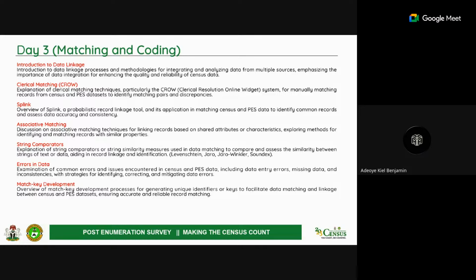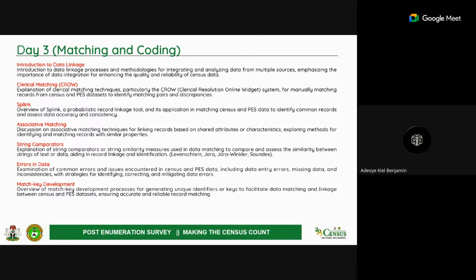The way somebody will spell Adam is different from the way I will spell Adam. They may put an E behind Adam. That is the way it sounds to them, right? So string comparators are tools that will be used to compare strings, statistically inclined, such as the Levenshtein, the Jaro-Winkler, and the Soundex.